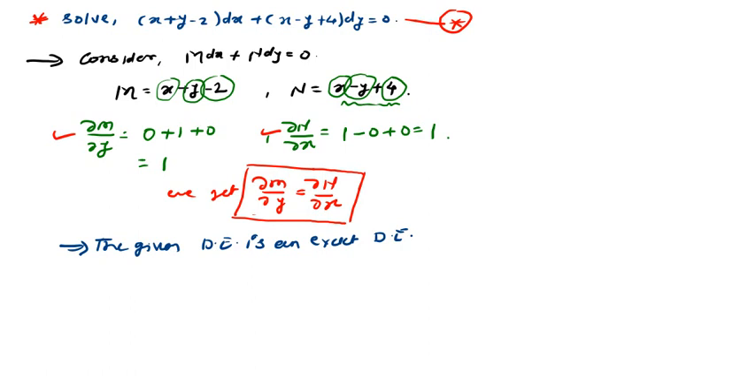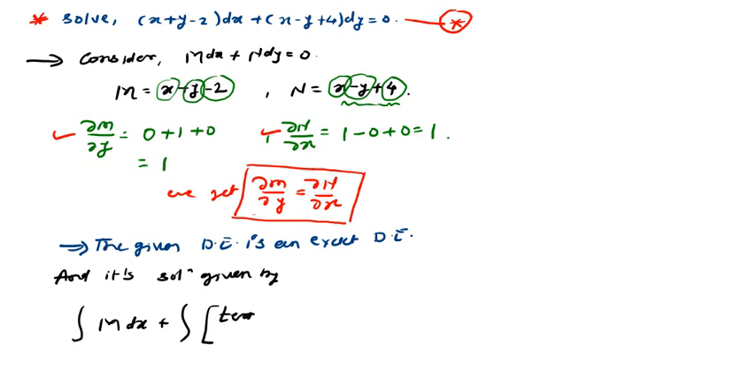Its solution will be given by integration of M dx plus integration of the terms in N not containing x, dy, is equal to constant. Now we will see what this actually means.